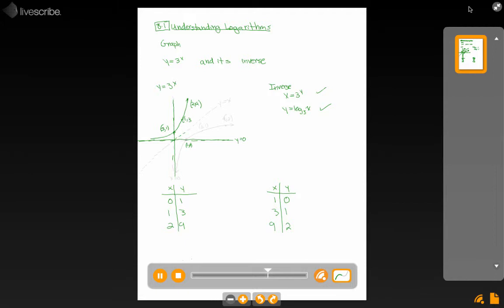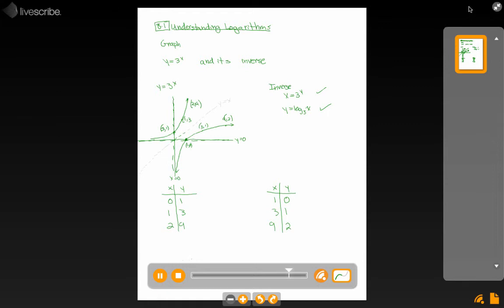So what does the graph look like? Well, we used to have an asymptote at y equals 0. We now have an asymptote at x equals 0. We have a curve that goes through 1, 0. We have a curve that goes through 3, 1, 9, 2. Put some points. And I have a graph that looks something like this.